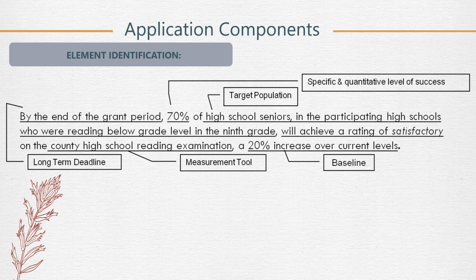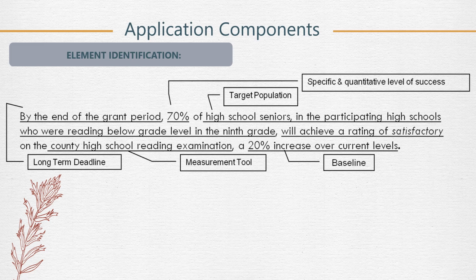Here's an element identification image that will help you understand how we would break down some of these application components. As you read through this, you can see that by the end of the grant period, 70% of high school seniors in the participating high schools who were reading below grade level in the 9th grade will achieve a rating of satisfactory on the county high school reading examination, a 20% increase over current levels.